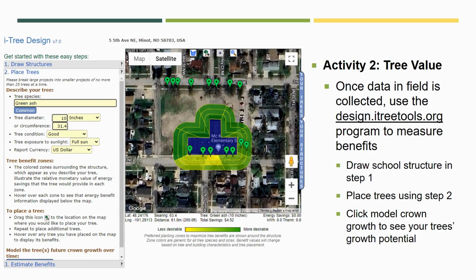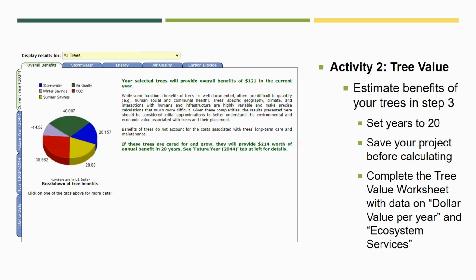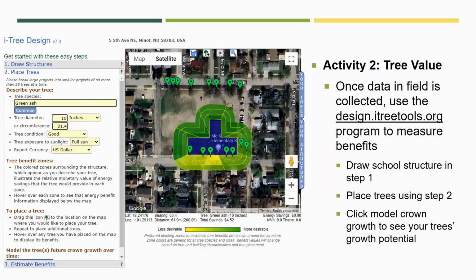You can actually model the crown growth of your trees over a certain number of years. And so you can definitely click that button there at the bottom and see how big those trees are expected to get in their lifetime. One thing I will note is this program can get a little laggy, so just be patient with it. So once you have all of your trees inputted into your map, you can see here that around our building, we have different color zones of where trees would be desirable and where trees may not be as beneficial to our ecosystem benefits.